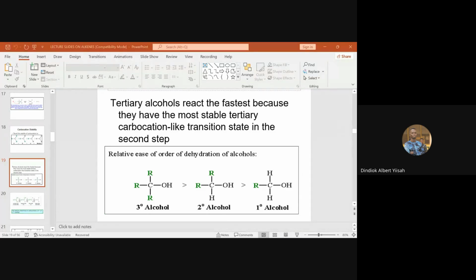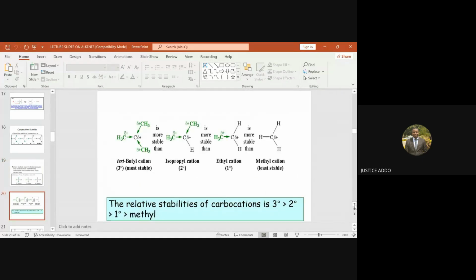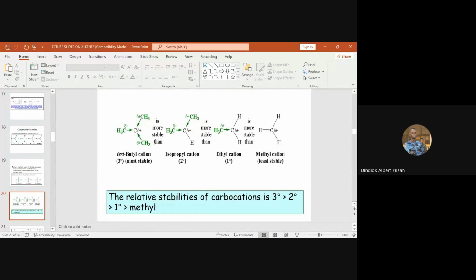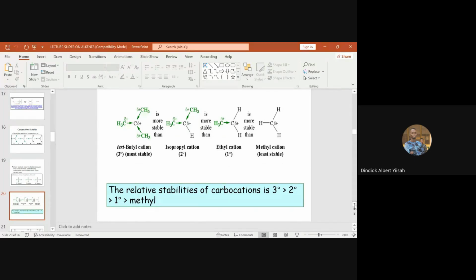Doc, please, I want to ask a question. Please ask. In this case, what we are currently doing, we should be concentrating on the stability and the increasing order of carbocations. Which carbocations? If you just look at the screen, the slide that is showing, you can see that there's a methyl carbocation there, there's ethyl, then there's isopropyl, and then there's the tert-butyl cation.